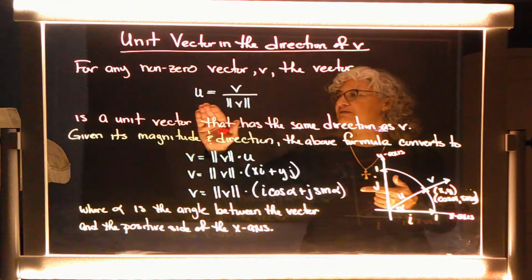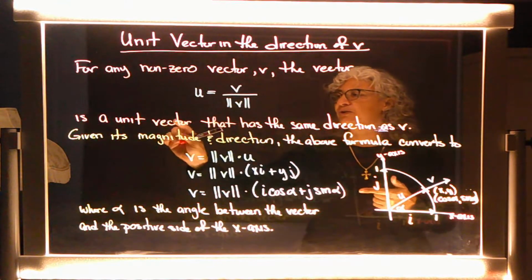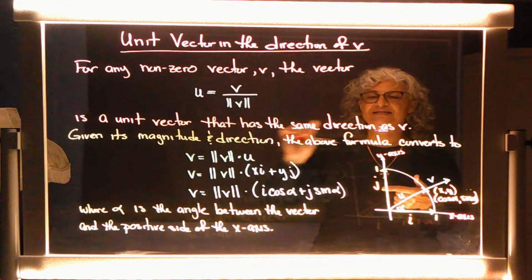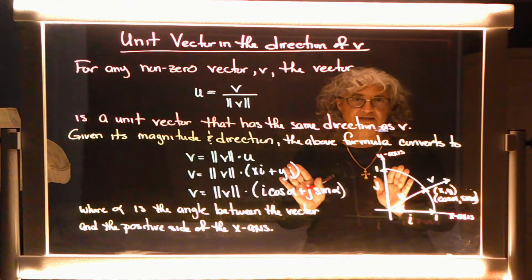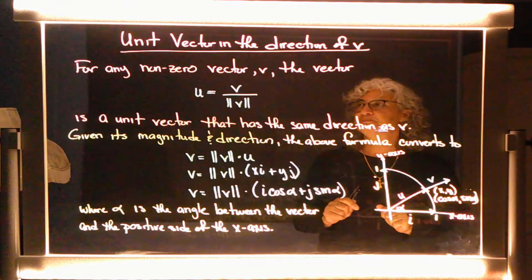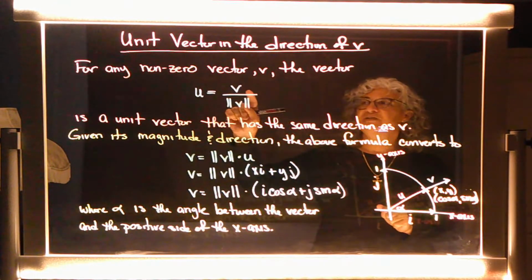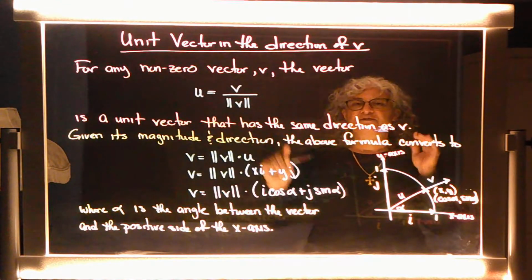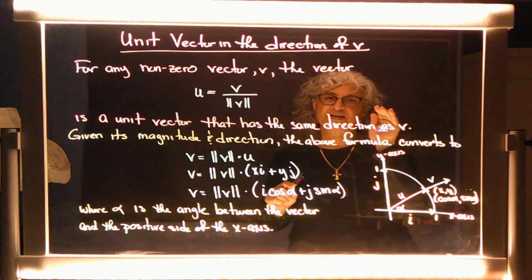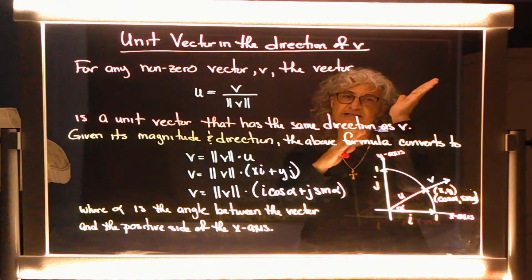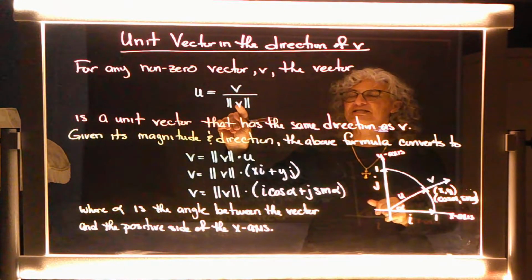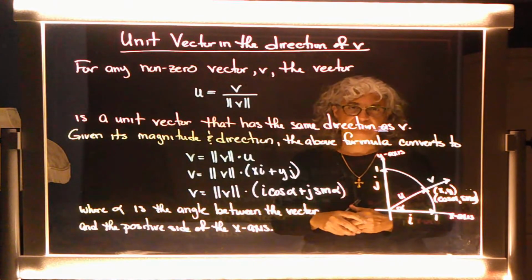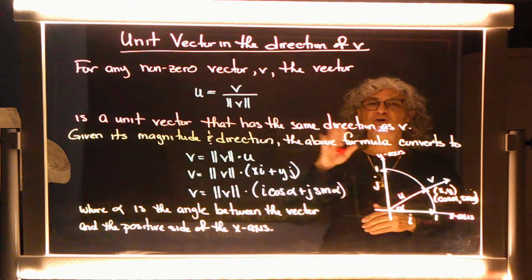When you do this, u is called the unit vector that has the same direction as vector v. Got it? Okay. So again, v is any non-zero vector. If you want to find the unit vector that goes in the same direction as v, then you are going to take the vector v and divide it by its magnitude. Cool?